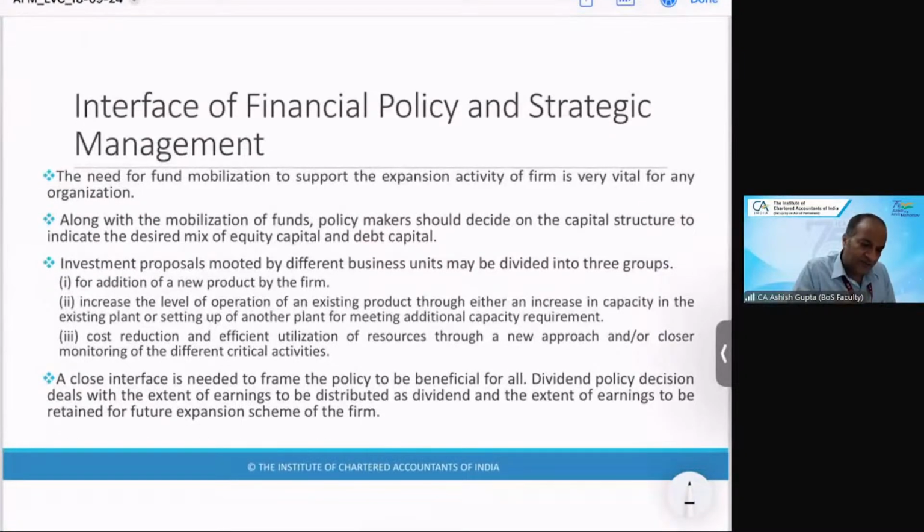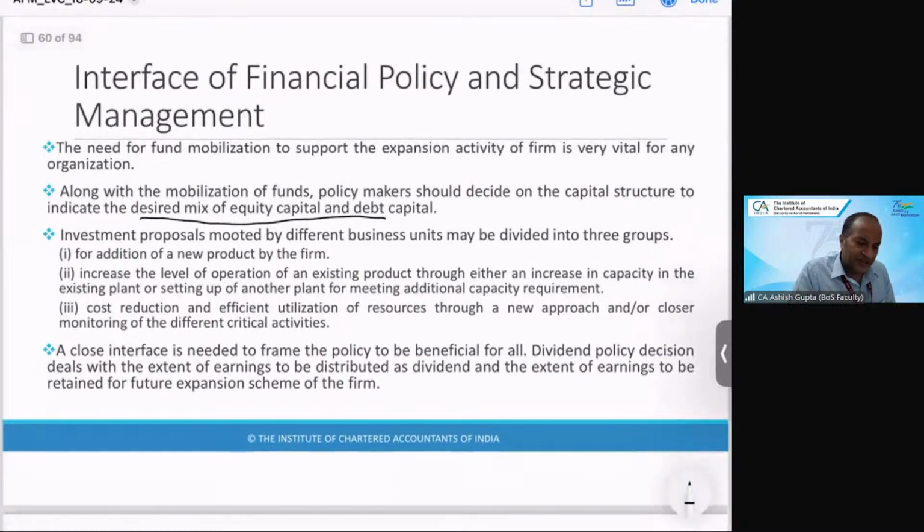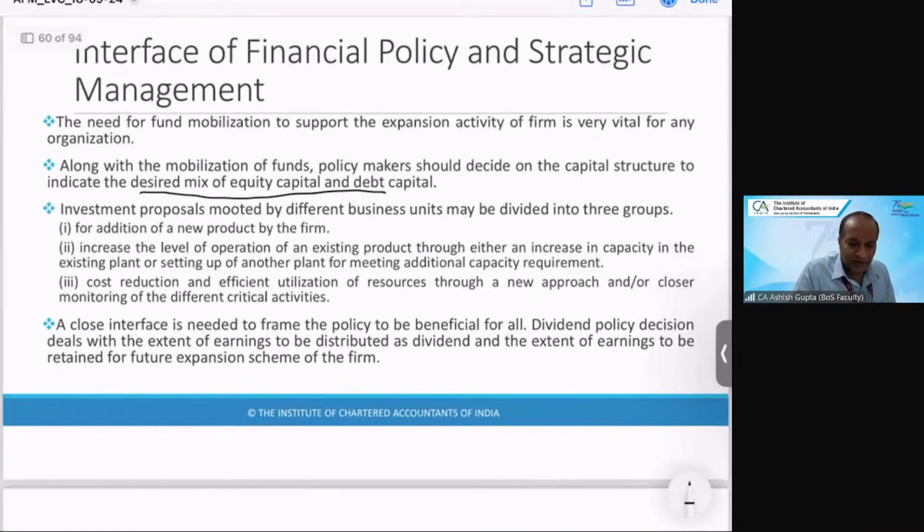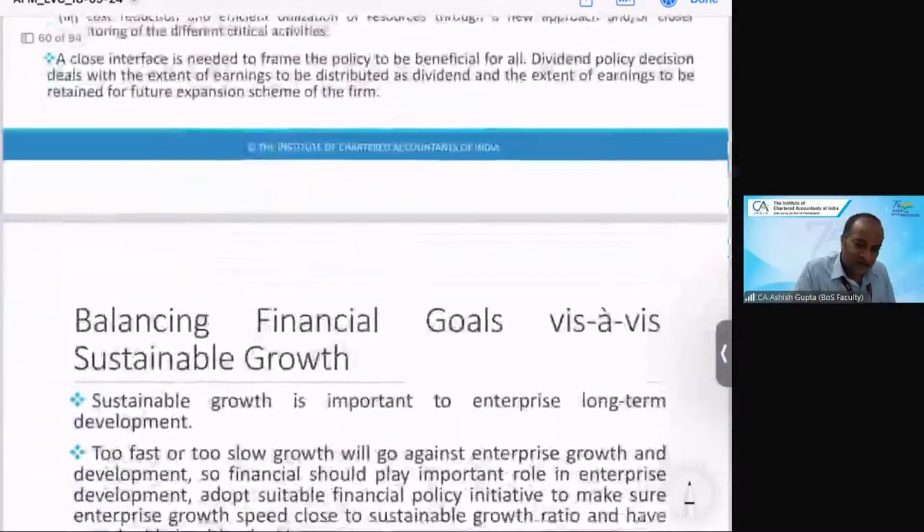Further, if we go into detail, we have to see the desired mix of equity and debt capital, and what kind of different decisions we have to take, like adding a new product to the line, exit, merger, and acquisition. All these are covered here.